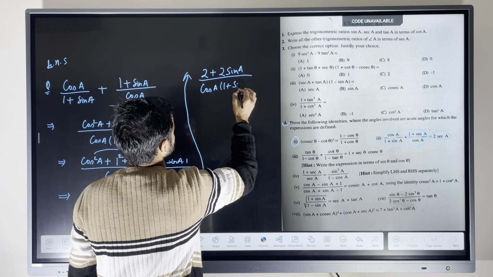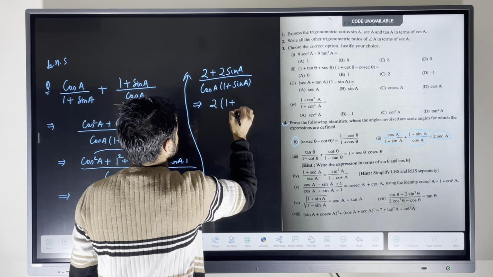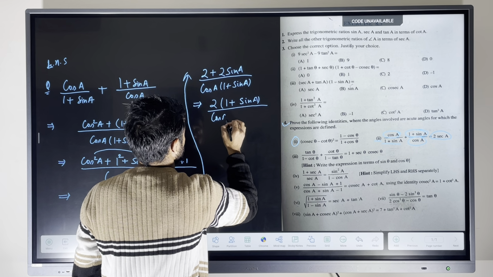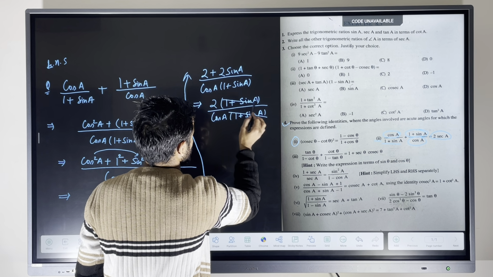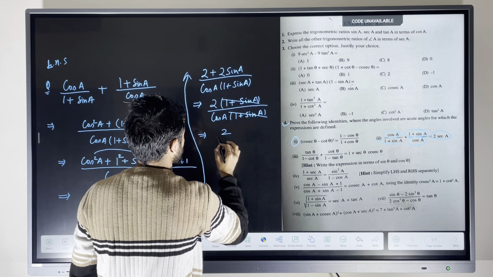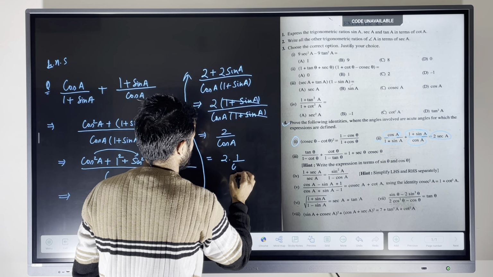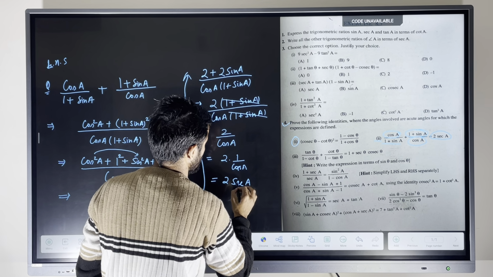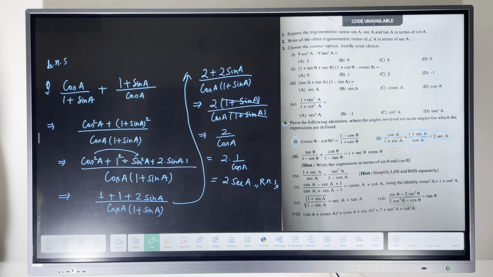into 1 plus sin a. So if we take 2 as common, it will be 1 plus sin a upon cos a into 1 plus sin a. This 1 plus sin a and 1 plus sin a will cancel out each other. So we are left with 2 upon cos a. It will be 2 into 1 upon cos a, and we all know that 1 upon cos a is sec a. So this is our right hand side. So we have completed the second part of question number 2.